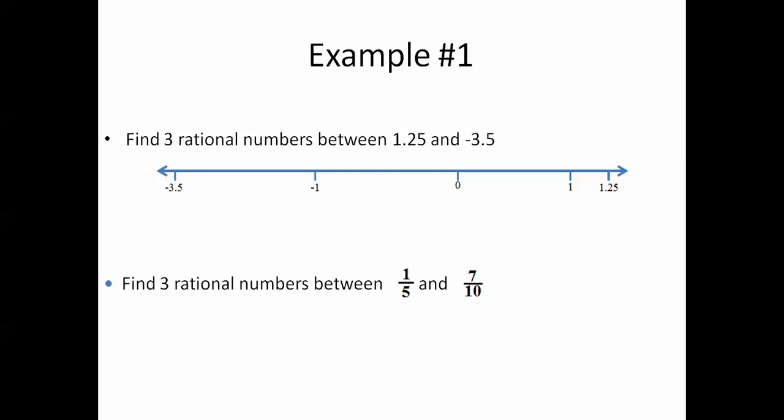Our second one: three rational numbers between 1 over 5 and 7 over 10. Again, let's write these on the number line. Our greater value to the right and our lesser value to the left. Now it's always easiest to look at fractions with the same denominators. So let's convert that 1 over 5 to 2 over 10.